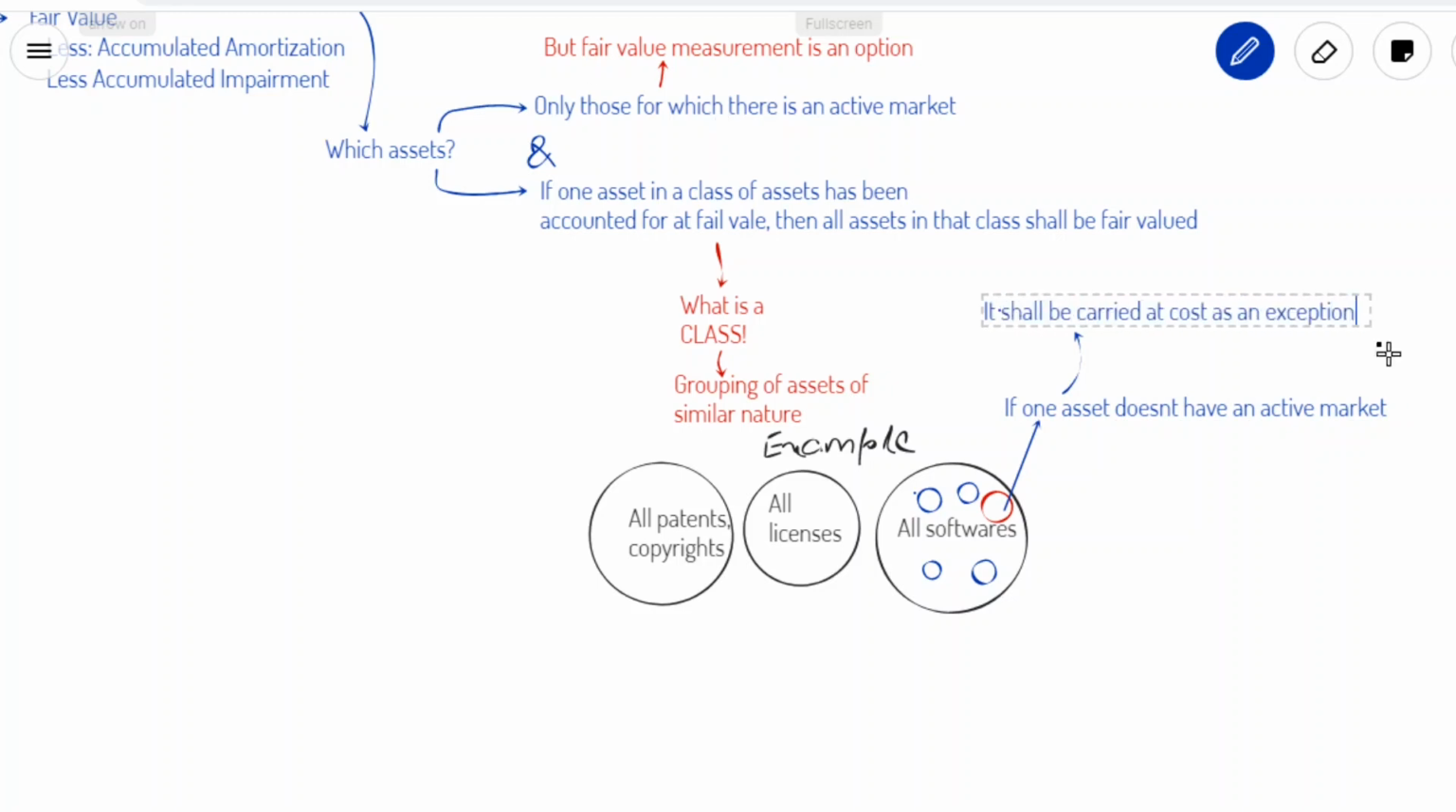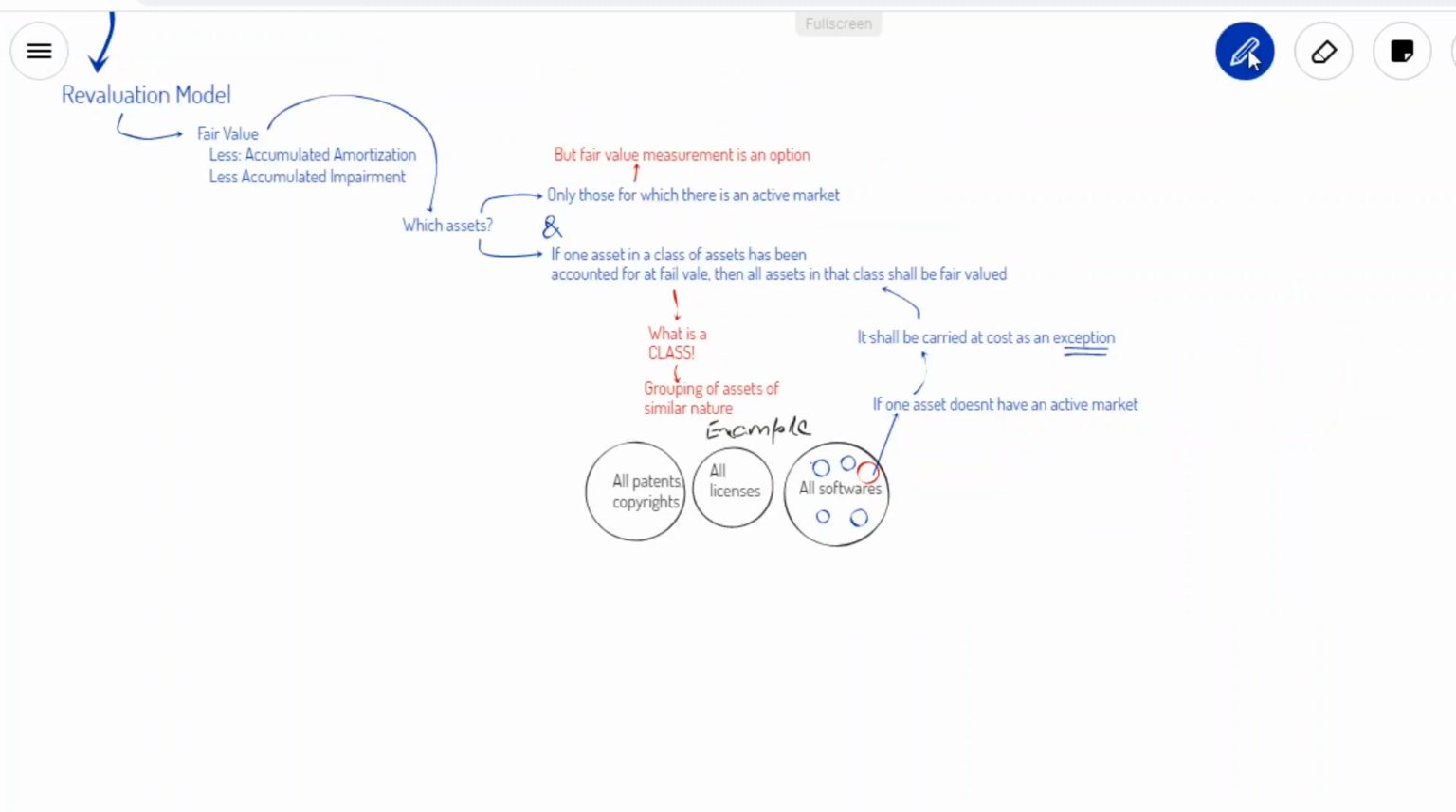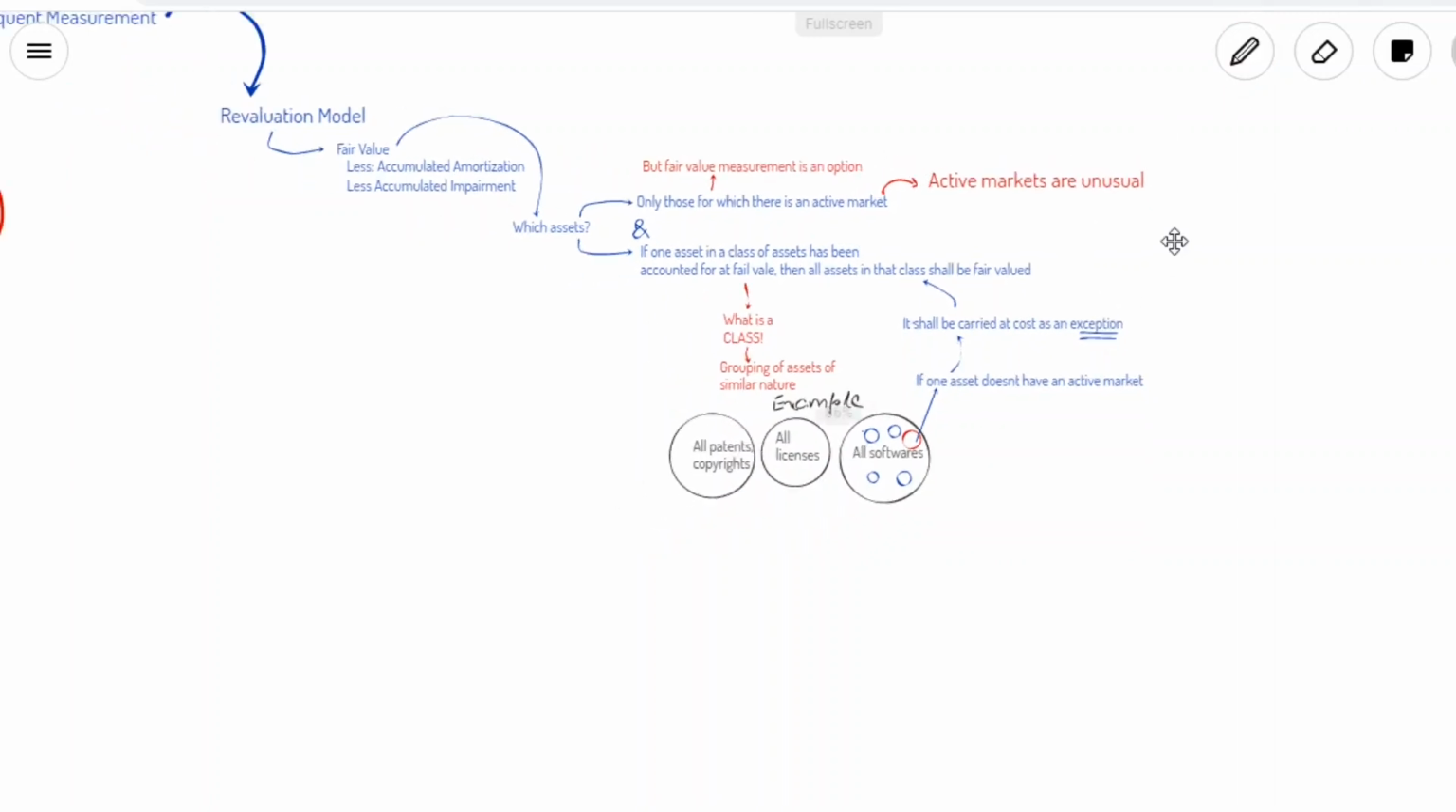Now, let us also be aware of the fact that it is very uncommon for an active market to exist for an intangible asset. But in some cases, it might be the case. For example, in some jurisdictions, an active market may exist for freely transferable taxi licenses, fishing licenses, or production quotas. So these are very rare cases, very specific cases, and it's not a common case.